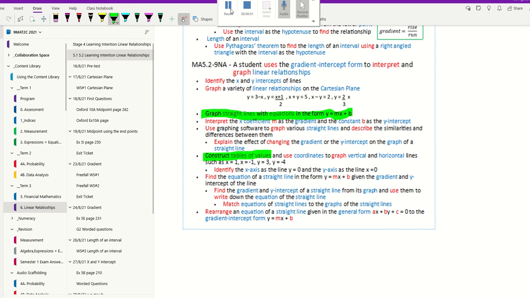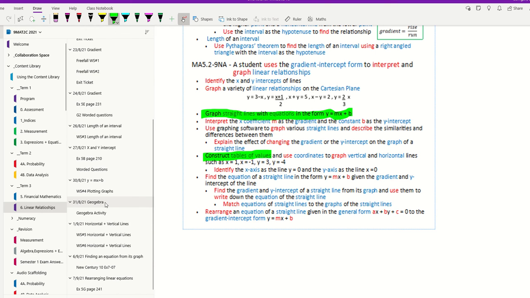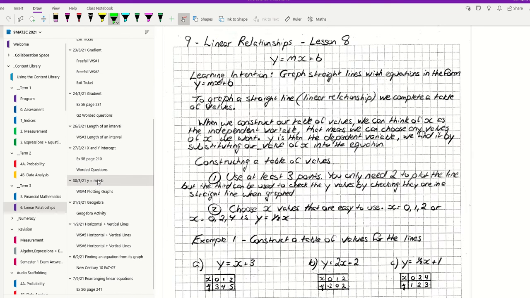Good morning, Year 9. Today we're going to look at graphing straight lines with equations in the form y equals mx plus b, and we're going to do that by first constructing tables of values, which we have done before. So, having a look at where we are, which is here on the 30th, our learning intention is to graph straight lines with equations in the form y equals mx plus b.